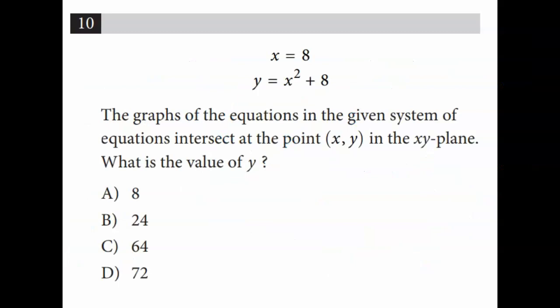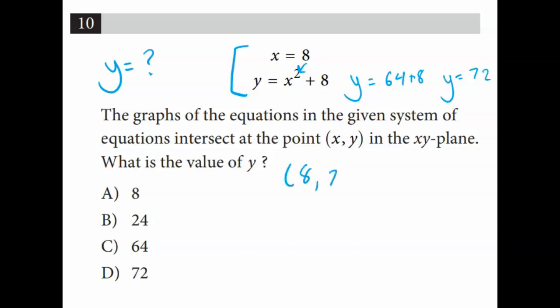All right, number 10. The graphs of the equations in the given system of equations intersect at one point x, y in the xy plane. And we're looking for what is the value of y. So when these lines intersect, y is what? Well, immediately I know that I can just plug in 8 in this equation. So if I do that, I get y equals 8 squared, which is 64, plus 8. So I get y equals 72. And that's how you find it out. So we know that when we plug it in, it'll be 8, 72. So we know the answer is 72.